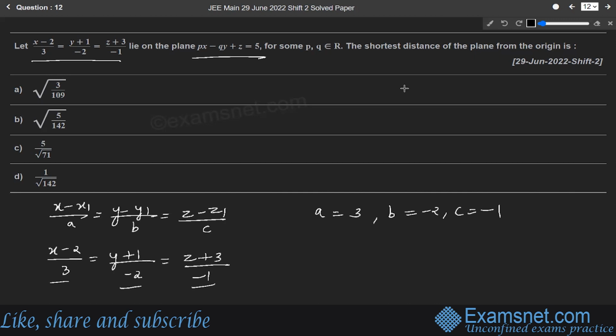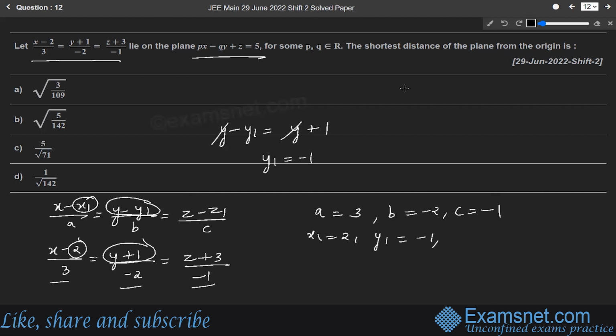We also get the value of x1, y1 and z1. What is x1? x1 is 2. Now about y1. If we are comparing both these expressions, it means that y minus y1 should be equal to y plus 1. So when y minus y1 is equal to y plus 1, y and y will be cancelled. Minus of y1 is equal to 1. So we have y1 is equal to minus 1. Then for z1, again z minus z1 will be equal to z plus 3 since we are comparing the terms, right? So z and z will be cancelled. Again minus of z1 is equal to 3. So z1 is equal to minus 3.